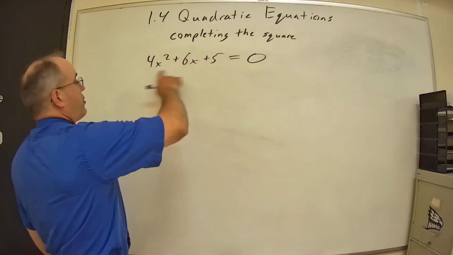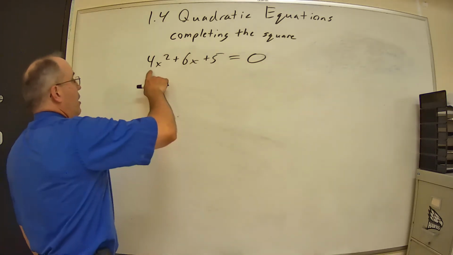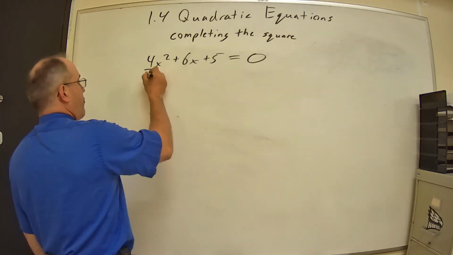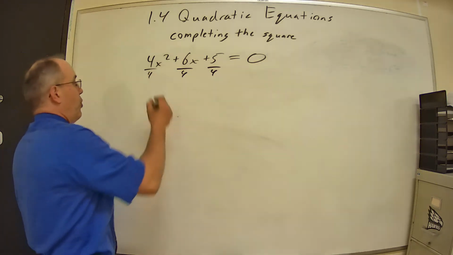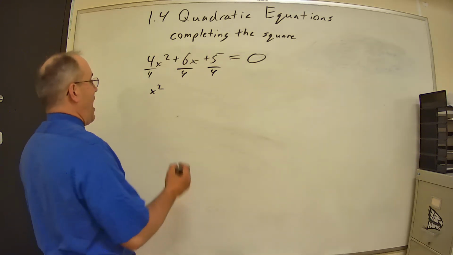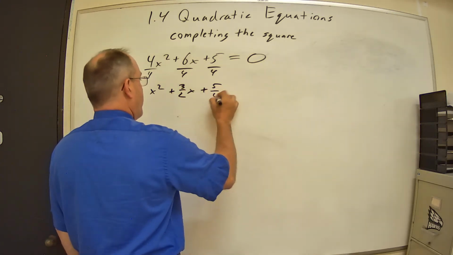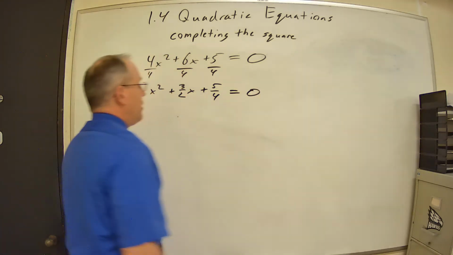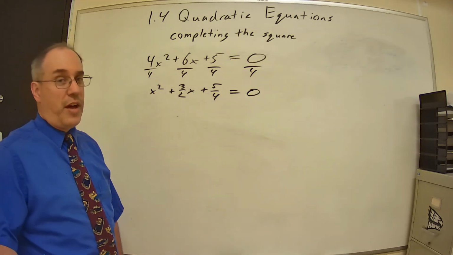Well, what's our first step? Our first step is we want a leading coefficient of 1. So what am I going to do? I'm going to divide through by 4. I can even do that for you so you have the visual of it, right? 4 divided by 4 is 1, leaving me with x squared. 6 divided by 4 is 6/4 or 3/2, plus 3/2 x, plus 5/4. Okay, so there's my start, equal to 0. Because if I divide 0 by 4, I obviously get 0. 0 divided by any number is going to be 0.